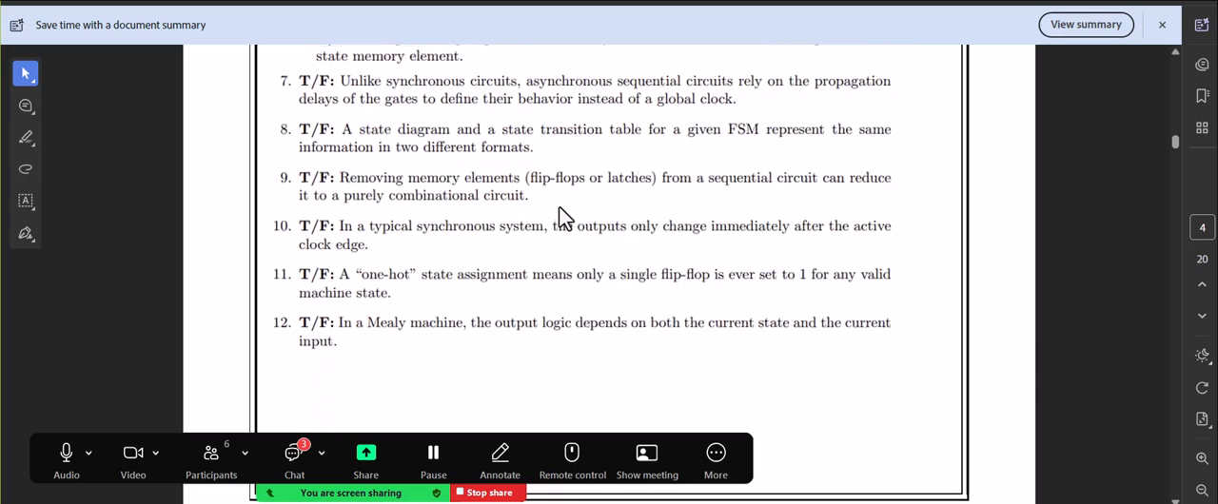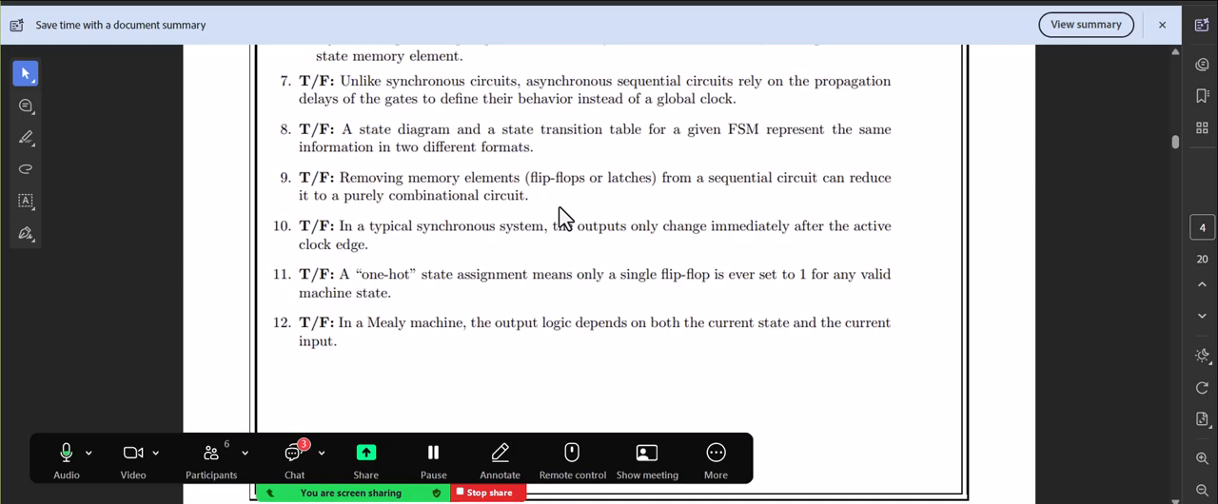A state diagram and a state transition table for a given finite state machine represent the same information in 2 different formats. What's the difference between a state transition table and a state table? Oh, I see. Yeah, that's true.